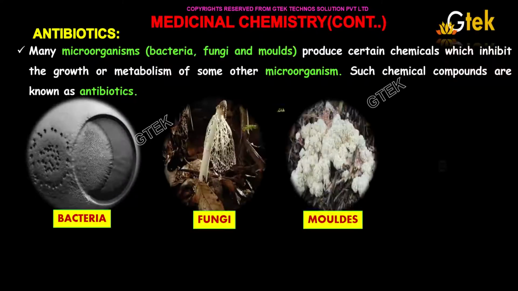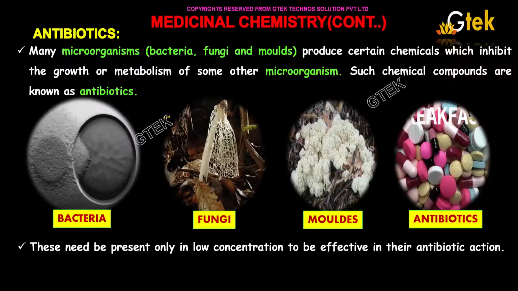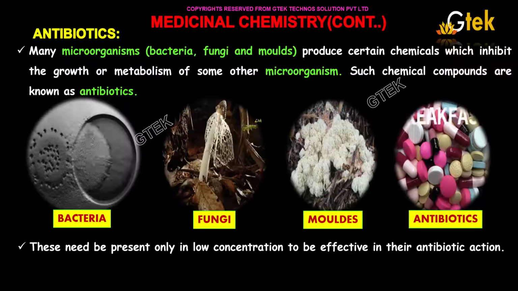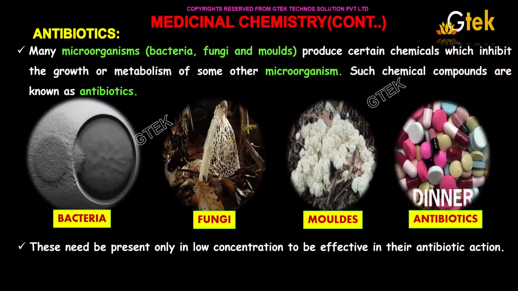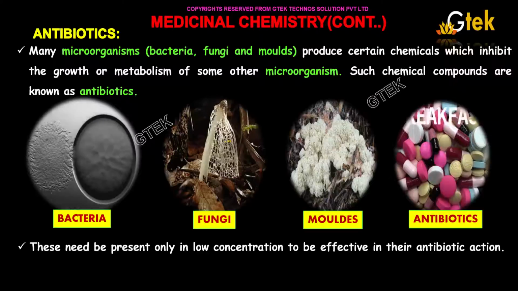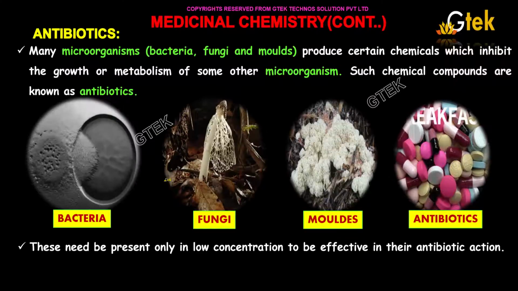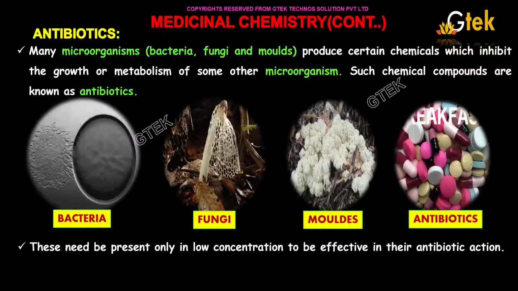Next is about antibiotics. Many microorganisms such as bacteria, fungi and molds produce certain chemicals which inhibit the growth of metabolism of some other microorganism. Such chemical compounds are known as antibiotics. These need to be present only in lower concentration to be effective in their antibiotic action.